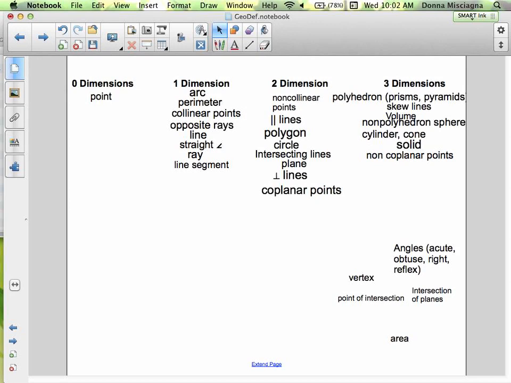the dimension. A vertex is just a point where two rays meet to form an angle. So vertex is 0 dimensions. It's just a type of point. As is a point of intersection. It's just a point where two lines intersect, but it's still just a point. Volume is 3 dimensions. Perimeter is 1 dimension. Area is 2 dimensions.